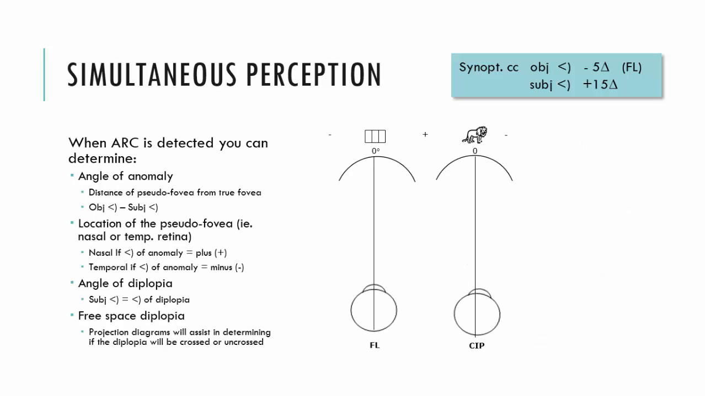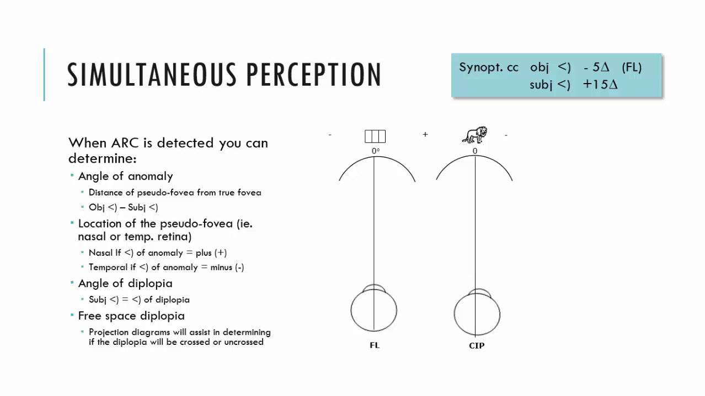Now, when we detect ARC on the Synoptophore, we can actually gain quite a bit of information about the ARC point. If we think about Worth's four lights and Bagolini striated glasses, these tests only tell us information about whether ARC is or isn't present. But they don't necessarily give us the information about how far away the ARC point is from the fovea, is it on nasal retina, is it on temporal retina, etc. The Synoptophore can give us all that information.